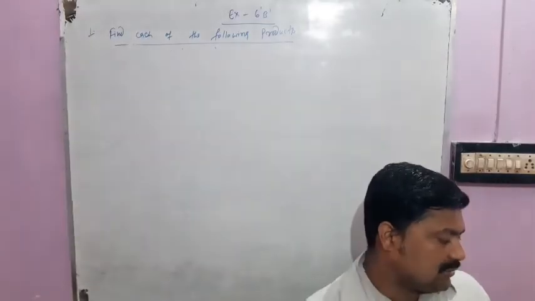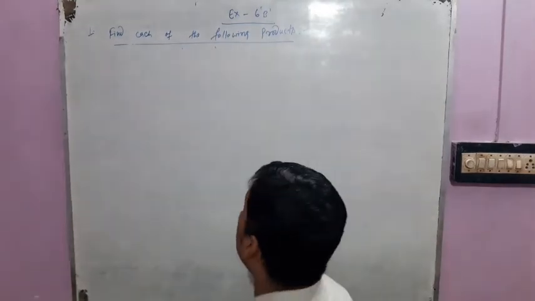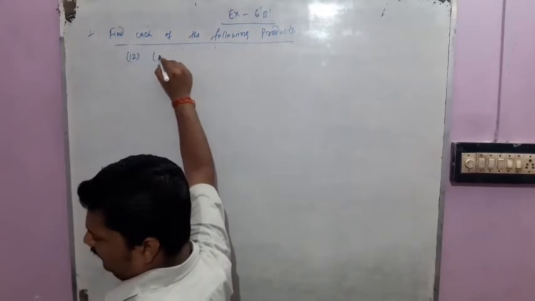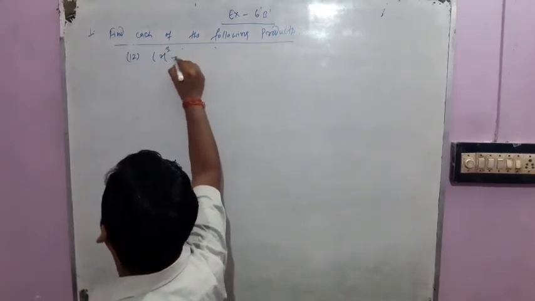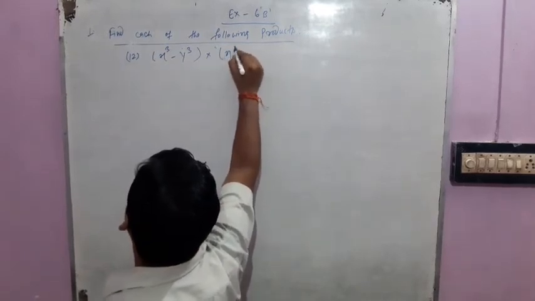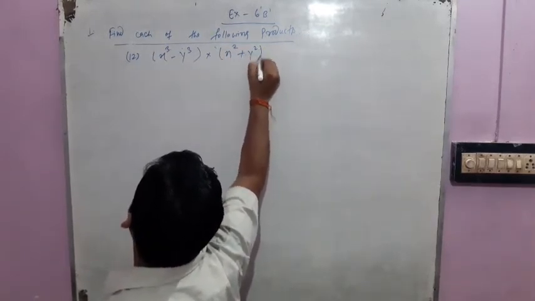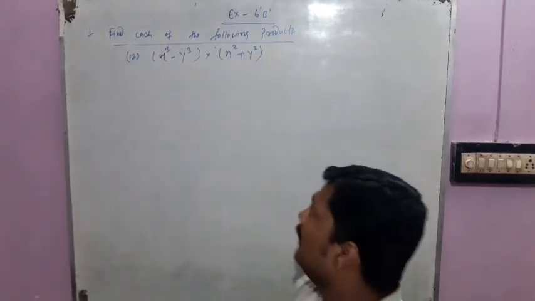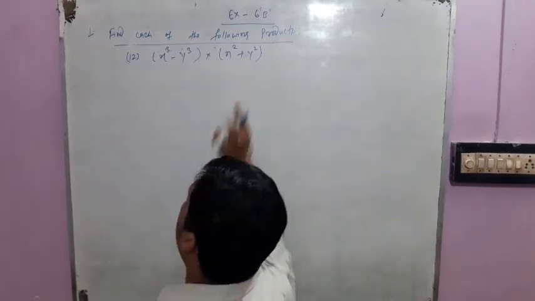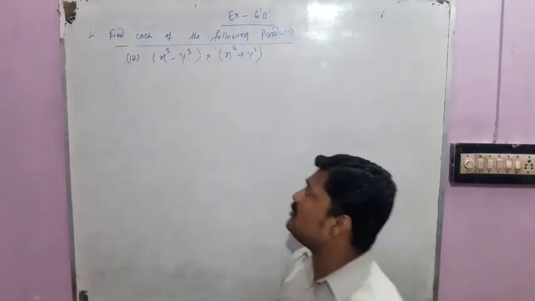Now look here, students, question number 12. In question number 12, we have to multiply x cube minus y cube with x square plus y square. Okay students? x cube minus y cube we have to multiply with x square plus y square.